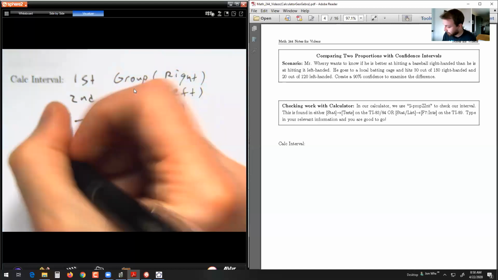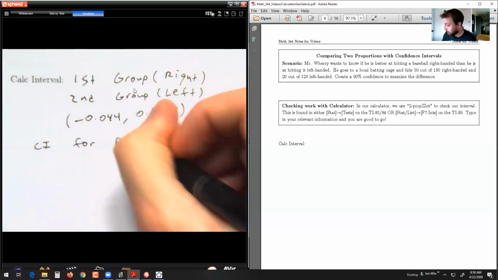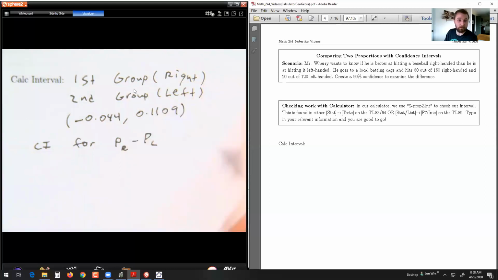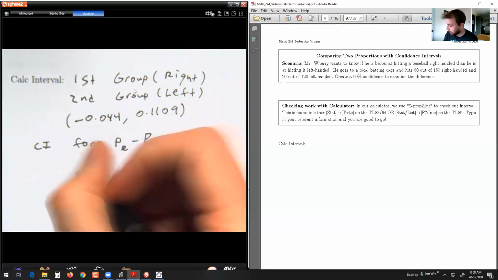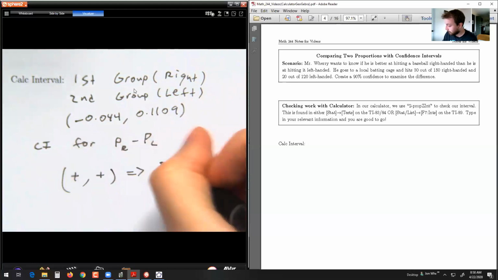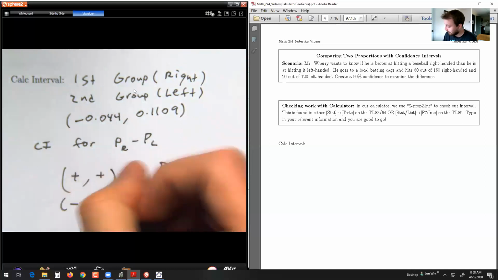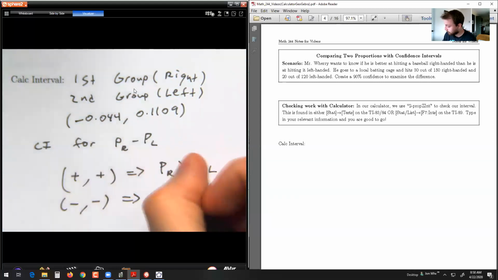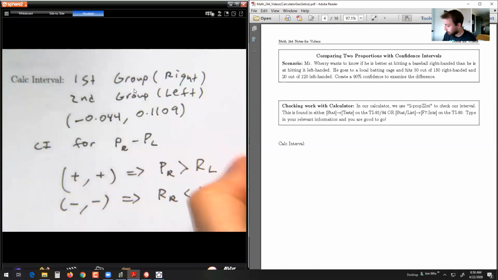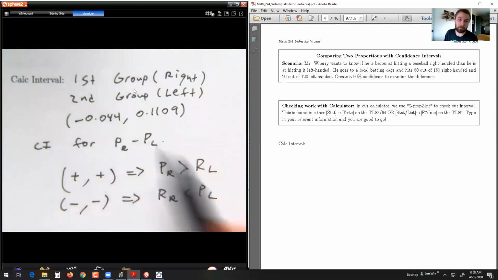This is a confidence interval for my first group, which is my right hand minus my left hand. So a couple things going on with the sign. If you end up with an interval that is positive, positive, this tells you that the first group is larger than the second group. If you end up with an interval that's negative, negative, this tells you that the second group is larger than the first. To get a positive number, I need something large minus something small. To get a negative number, I need something small minus something large.